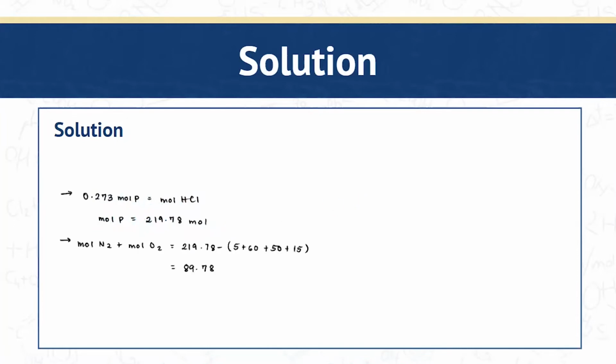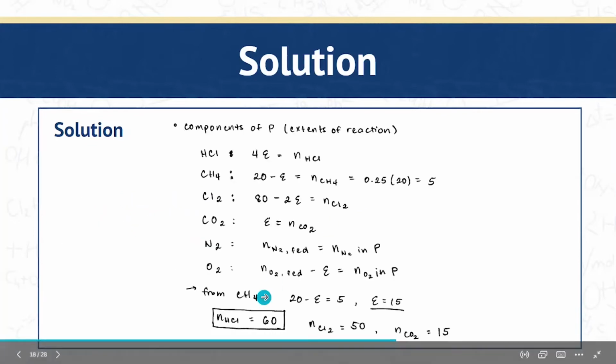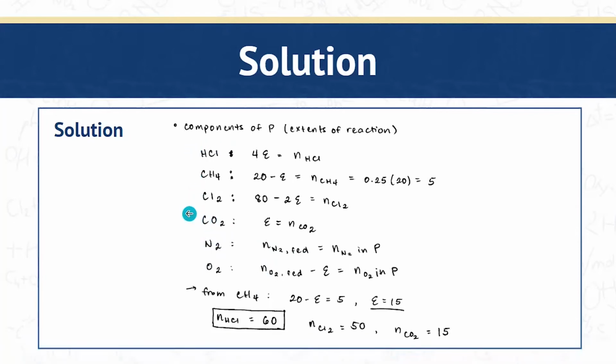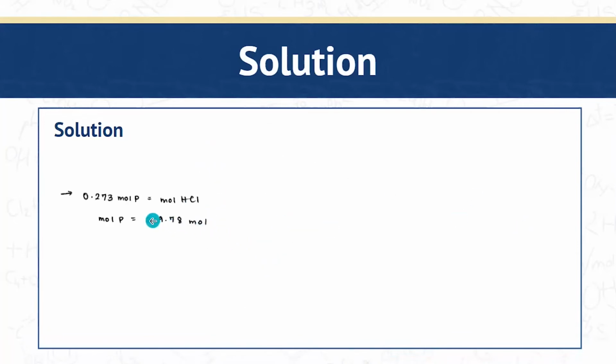Now, the moles of nitrogen and oxygen in the product stream, we can get the total moles of them by subtracting the sum of these 4, since we know these 4, from the moles of the product, which we already got here. Then we'll get the total moles of nitrogen and oxygen in the product stream. And that will be 219.78 minus the sum of 5 plus 60 plus 15 plus 15. And we'll get 89.78 moles of nitrogen and oxygen in the product stream. Now, this is relevant because we'll be using this to calculate the percent excess of air.